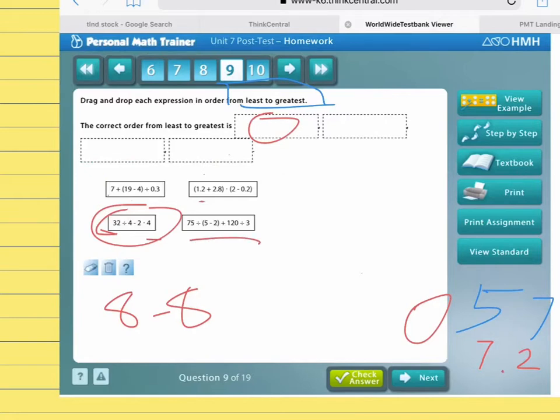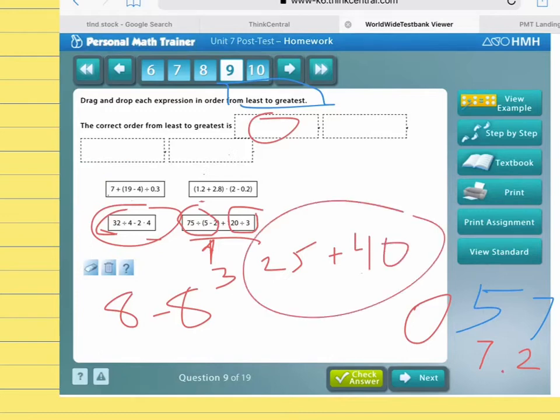And the final one is parentheses first. That's 3. Then we do division second. 75 divided by 3 is 25. And then we do 120 divided by 3 is 40. So 25 plus 40 is 65. So I'll put that right there.